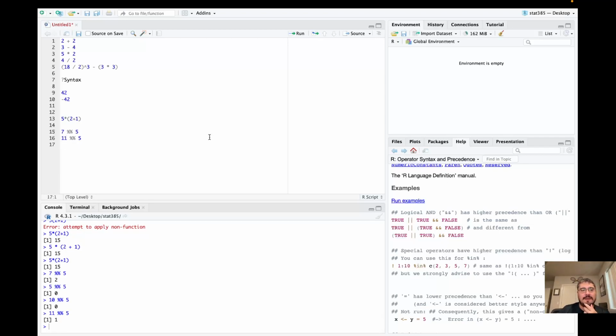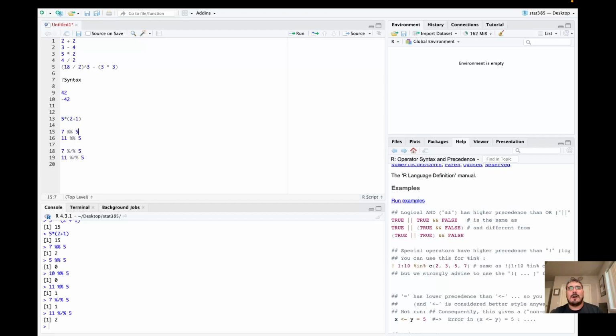And then integer division, which would be, let's just copy both of these, how many times 5 goes into 7. How many times 5 goes into 11. Okay, so I've used this modular arithmetic before in functions I write. And integer division I haven't had to use as frequently, but it's nonetheless a binary operator that R has built in and can be used when needed.